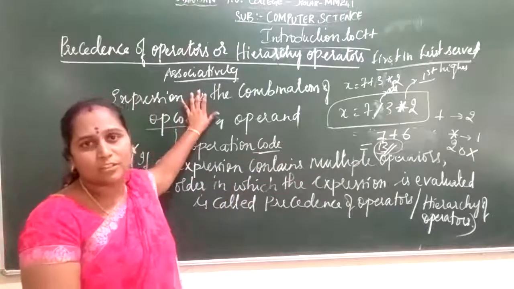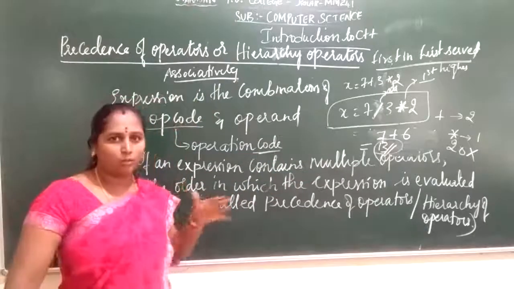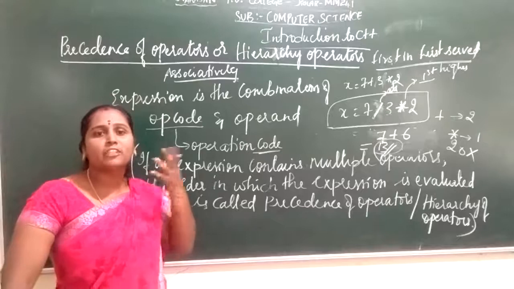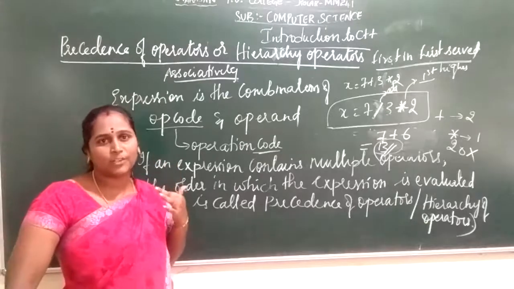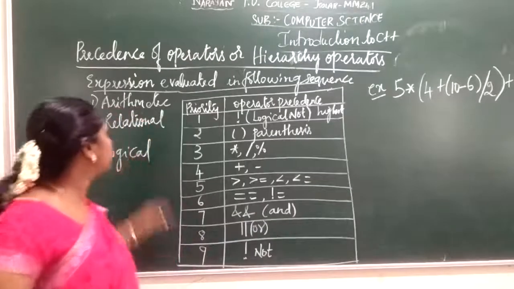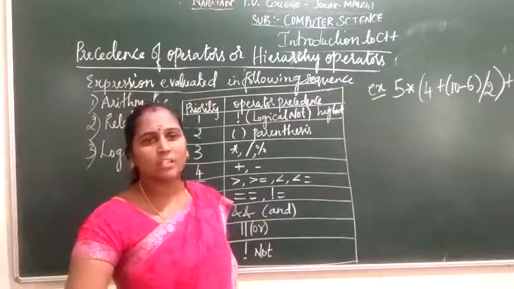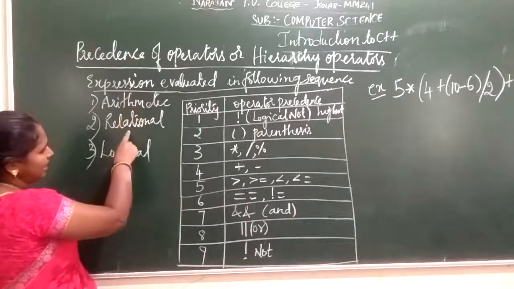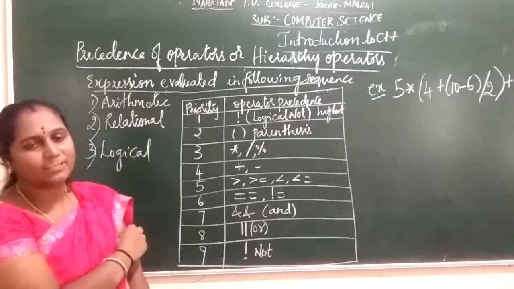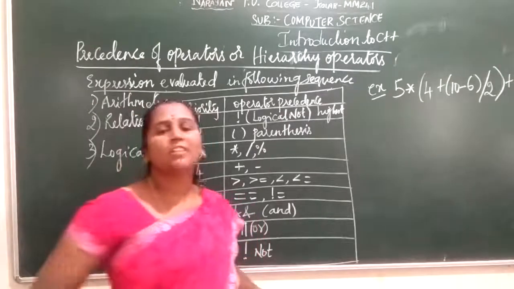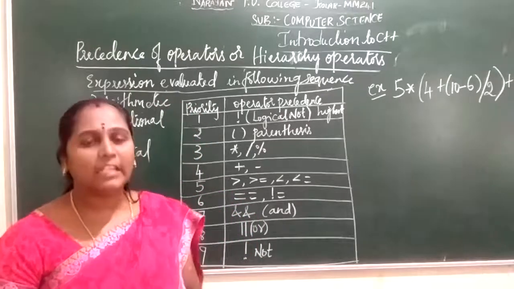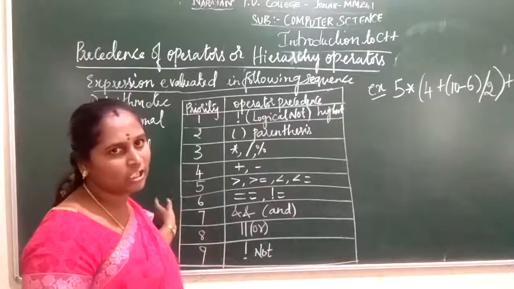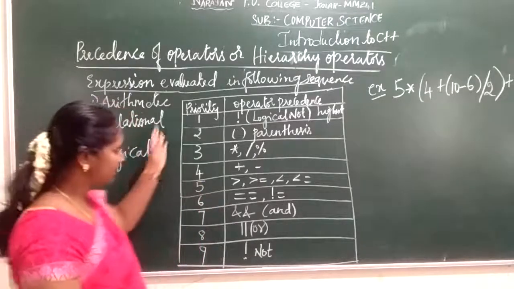That will be called the associative. Let's see all the levels of priority, and how they are executed in your expression. Students, the expression is evaluated in the following sequence. What does the sequence mean? It should be arithmetic, then relational, then logical. An expression is evaluated based on the arithmetic operations first, then the relational operators, then the logical operators.